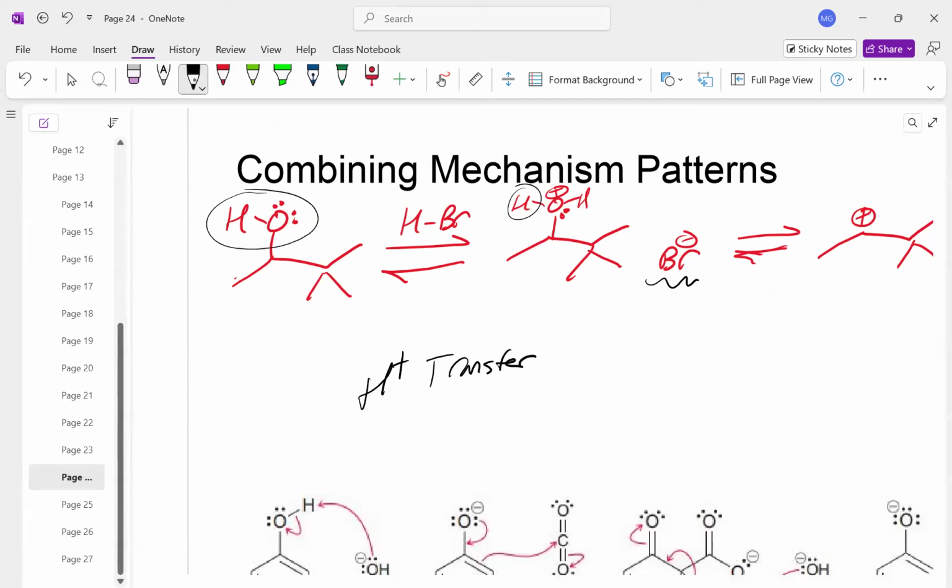An acid-base, a Bronsted-Lowry acid-base reaction. You should be masters at that by now. So I'm going to use the lone pair on an oxygen to make a bond to hydrogen. That hydrogen only has one bond to it, so I have to break this bond and move it back to the bromine.